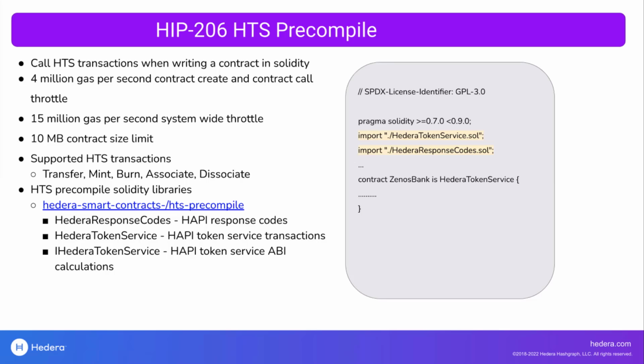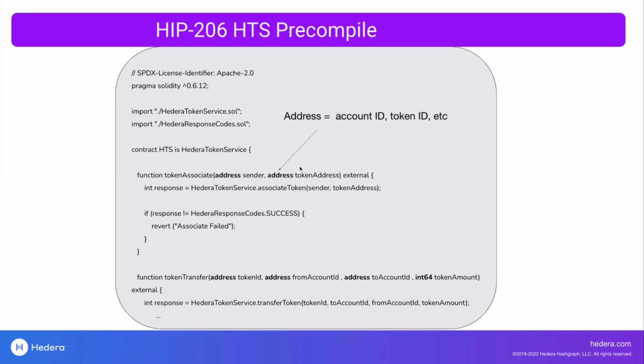Awesome. Okay, so moving on to the next slide. Here's an example of how you may use the supporting libraries in your Solidity contract. So for example, you can see here, you have Hedera token service .associate token, and this allows you to associate a token through your smart contract.